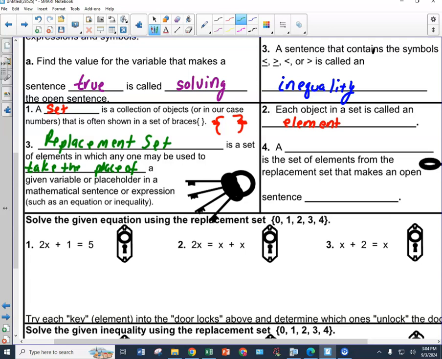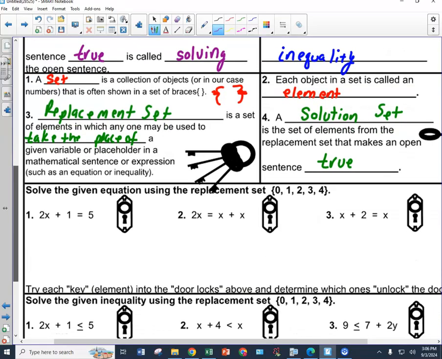So on the activity that we did, you had a set of keys. On that set of keys, you had numbers, right? So you tried every one of those replacement set values to see which ones actually worked in the inequality or the equation. Once you've tested all the values of the replacement set, the ones that make the sentence true are called the solution set. The solution set is the individual elements that make an open sentence true.